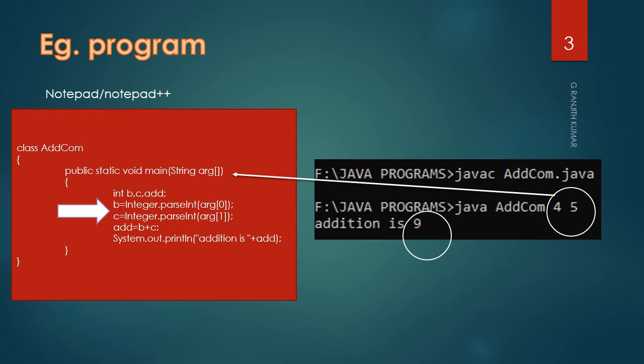So in this way, while executing the program using command line arguments, at the command prompt itself when you are running, we can pass as many input values as we want to enter.